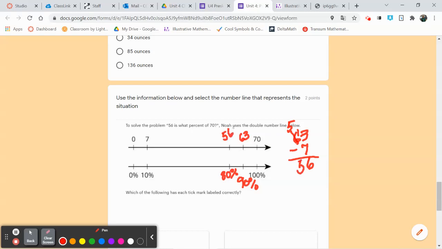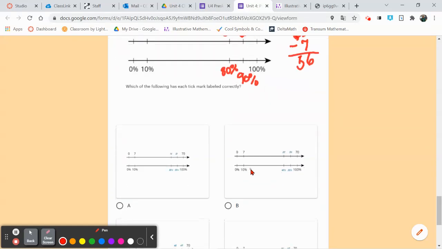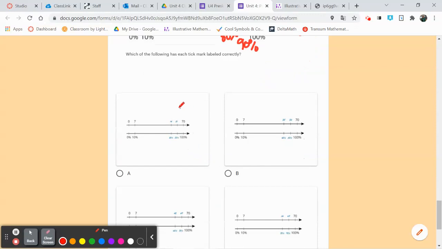Now, before we start, the 70 was at 100% because that was our whole number. Because it wants 56 is what percentage of 70. So we know 70 was the 100%. Now we can get the answer from this. All right, let's go find out if our tick marks are right. So we need 56, then 63, 80%, then 90% on those ticks. Let's look at them.